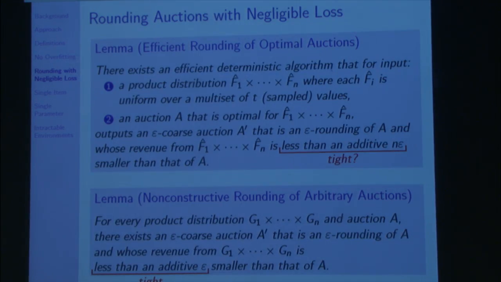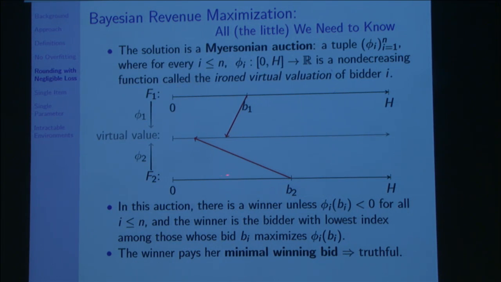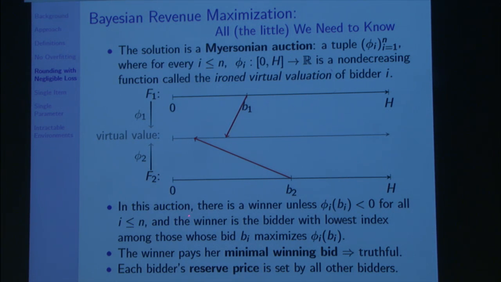So in order to explain to you how we do either of these, I'm going to ask you to think a bit differently about Myersonian auctions. This is not new. What I'm going to tell you now has been known for a long time. Instead of thinking about applying the virtual transformation to each of the bids and then checking who wins, I'm going to ask you to think about each bidder as having a reserve price that is set for them by the other bidders.